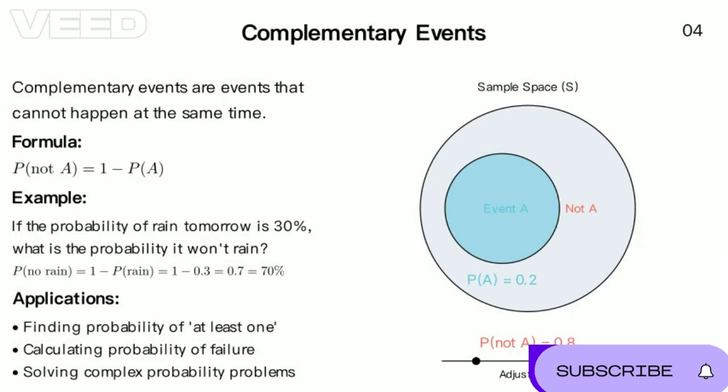This concept is useful in many applications, such as finding the probability of at least one success, calculating the probability of failure, and solving more complex probability problems. As you can see in our diagram, as the probability of event A increases, the probability of not A decreases, and their sum always equals 1.